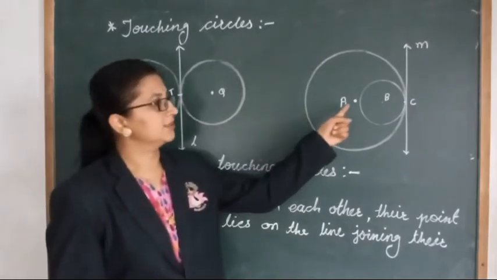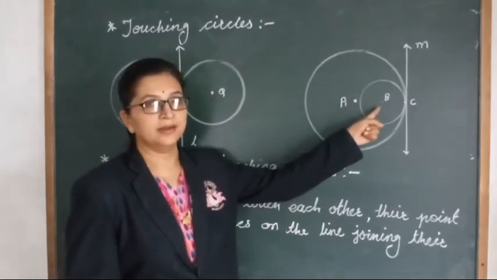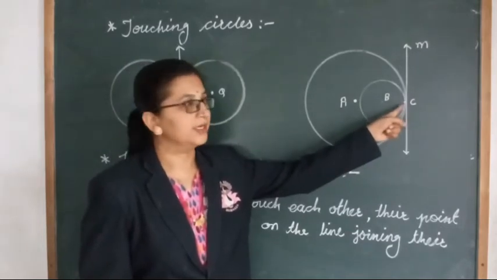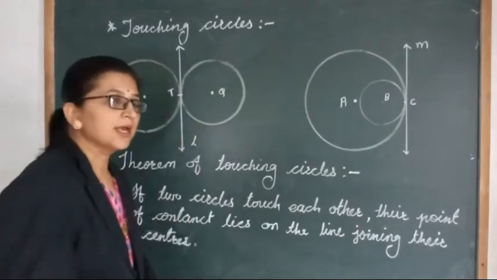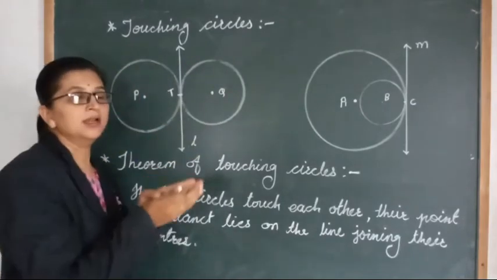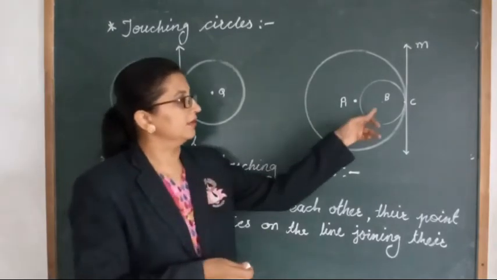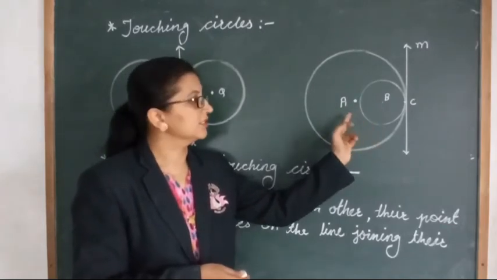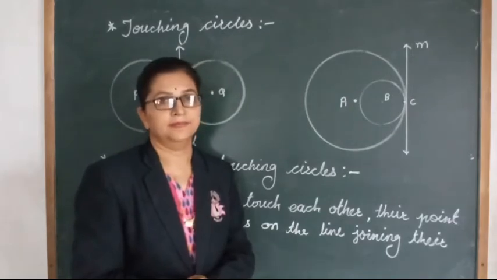Similarly, here the circle with center A and the circle with center B touch each other in only one point, that is point C. So these are also touching circles. When the circles are touching externally, they are called externally touching circles. And here one circle is interior to the other circle, so such circles are called internally touching circles.